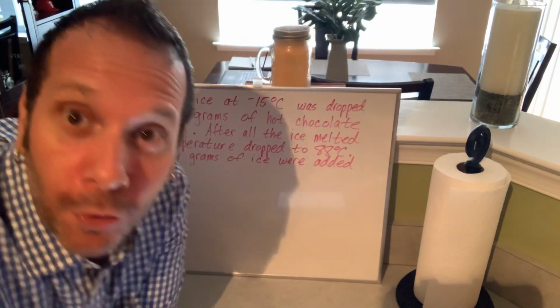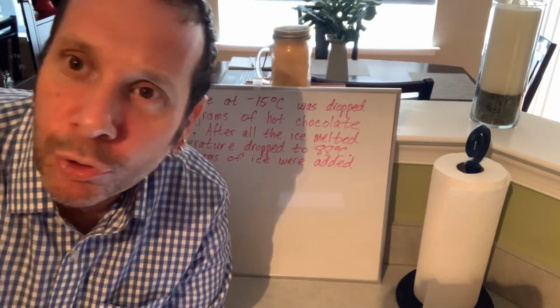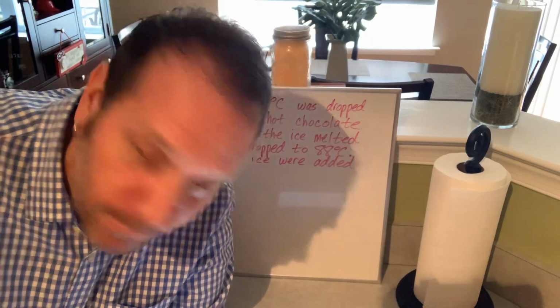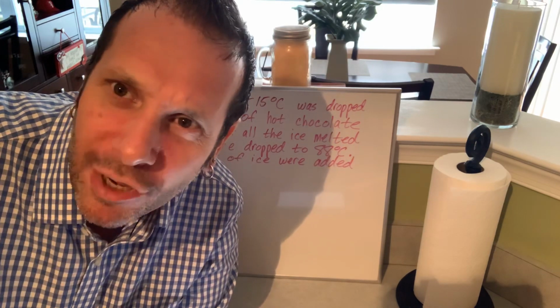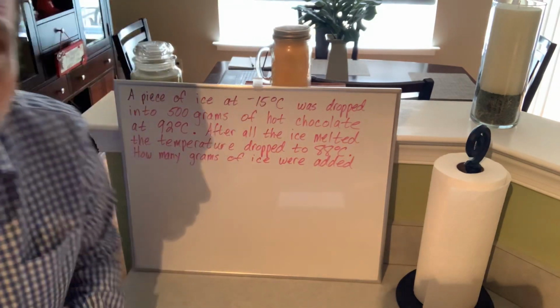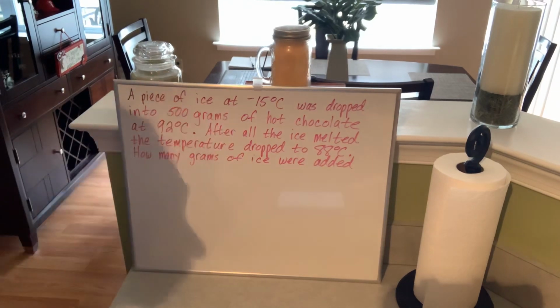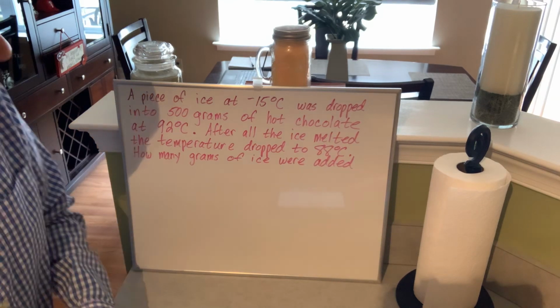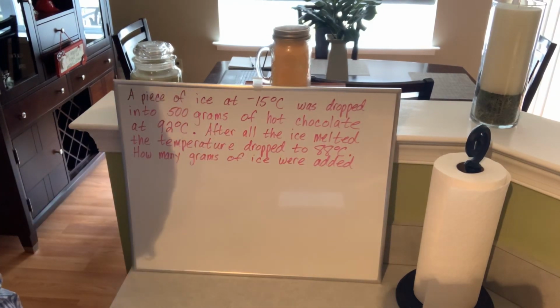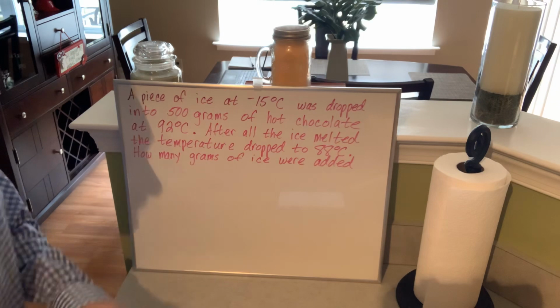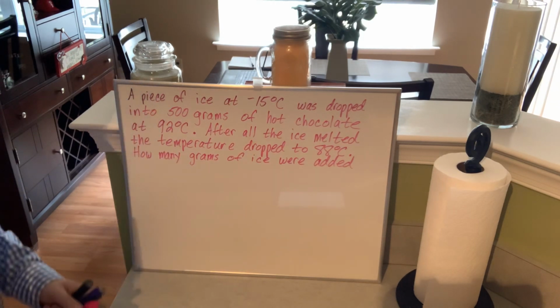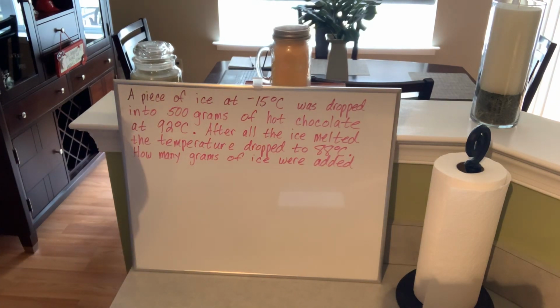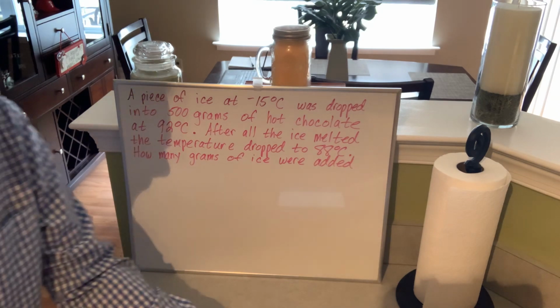All right. So here's a question that will be similar to what you're going to be seeing on your classwork very soon, because we're about halfway done this stuff now. Okay, now this is a question. It says, a piece of ice at negative 15 degrees Celsius was dropped into 500 grams of hot chocolate at 92 degrees Celsius. After all the ice melted, the temperature dropped to 88 degrees Celsius. How many grams of ice were added?